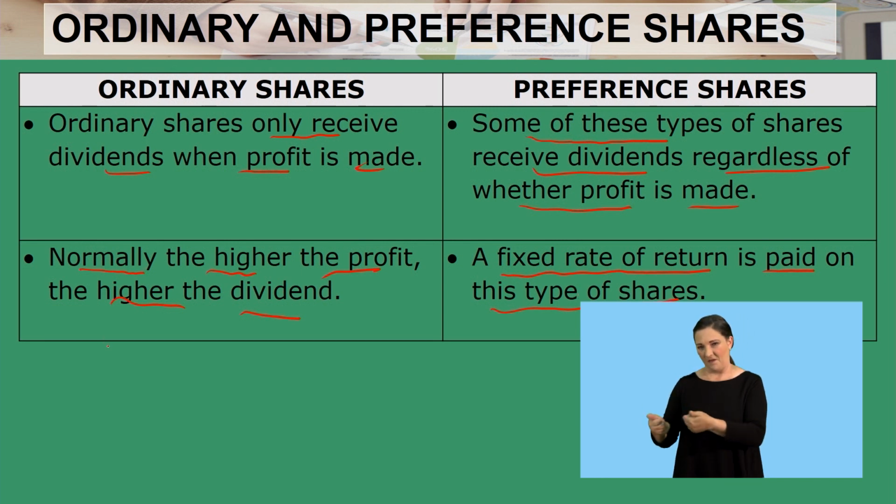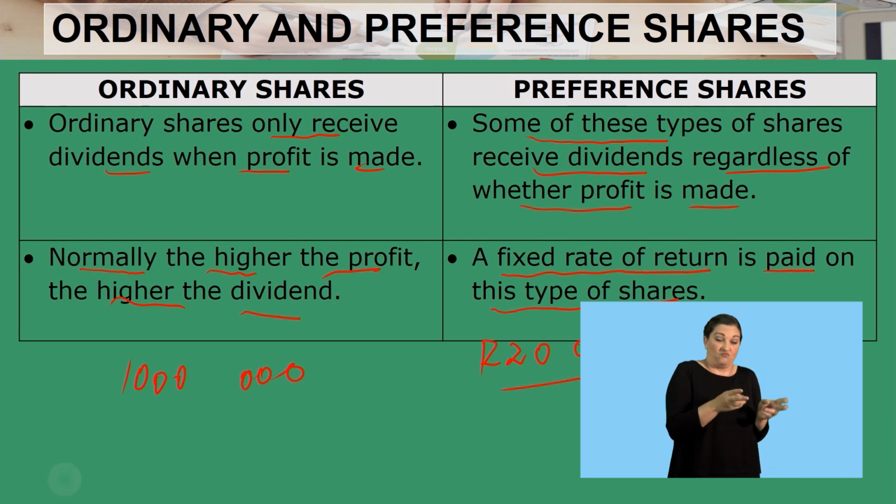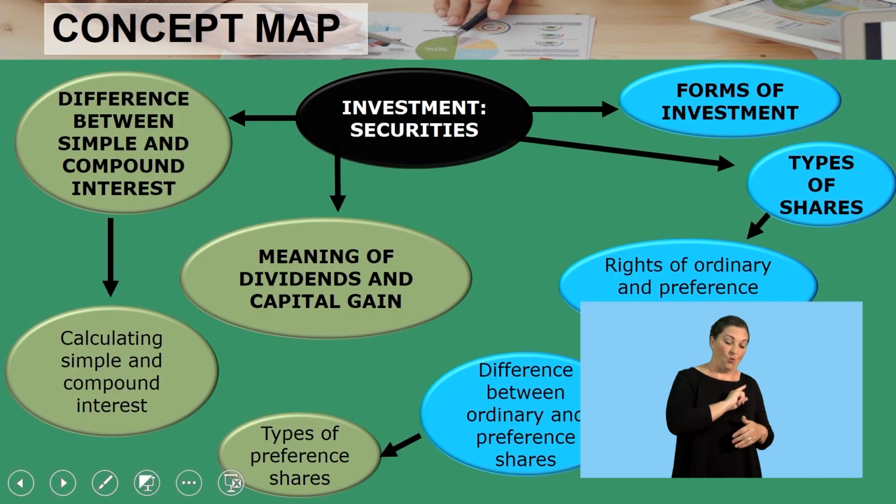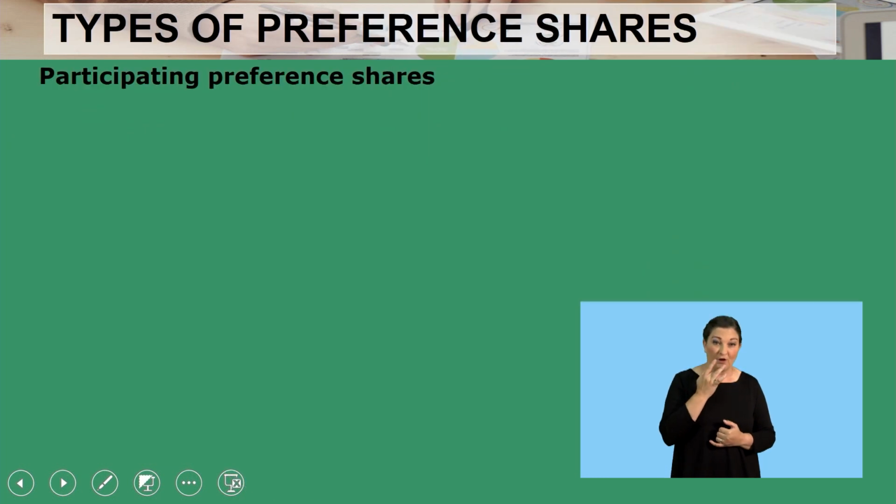But when it comes to ordinary shares, if a company makes, for instance, 1 million, they'll have to get a percentage, whereas with preference shares, they'll receive the agreed upon amount, which might be the 20%, or the 20,000 of fixed returns or fixed dividends. So we will look now into the types of preference shares. These are the types of preference shares.